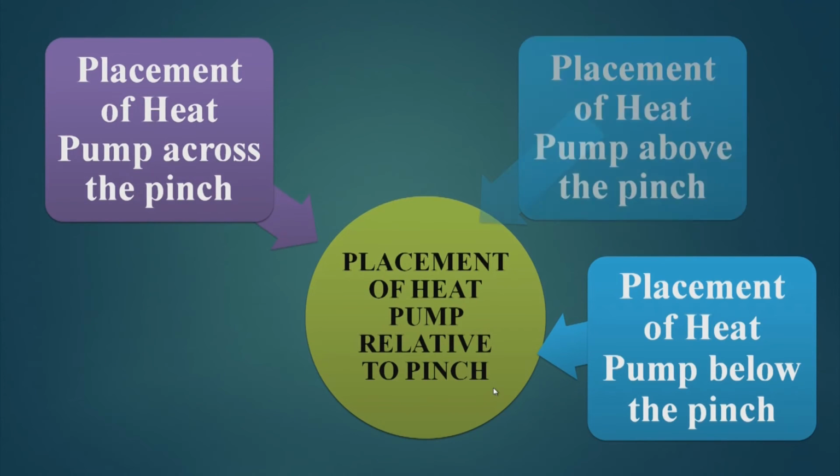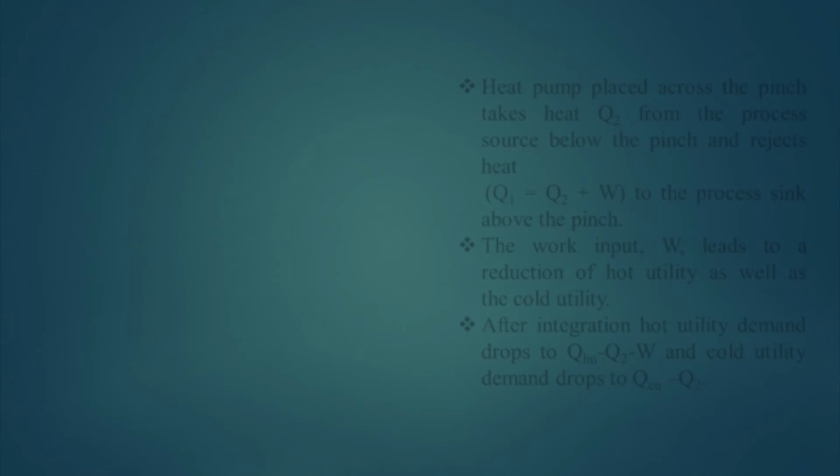Now, let us take the placement of the heat pump across the pinch. When I talk about the placement of the heat pump vis-a-vis the pinch, it can be above the pinch, below the pinch, or across the pinch. So, there are 3 places for placement and we have to check all these 3 places and see where the placement is beneficial and where we should not place the heat pump.